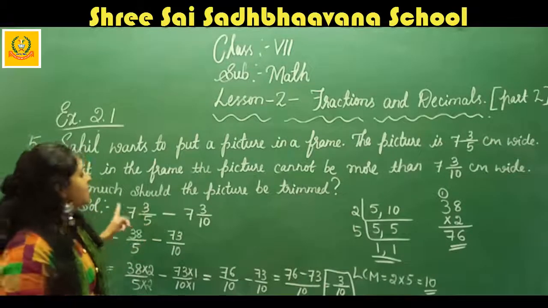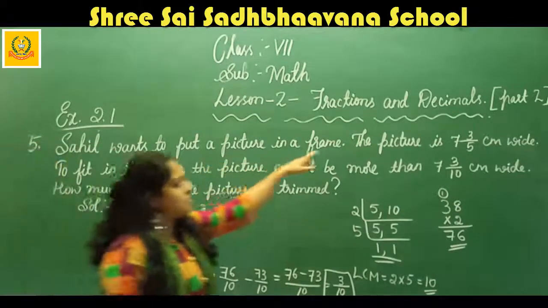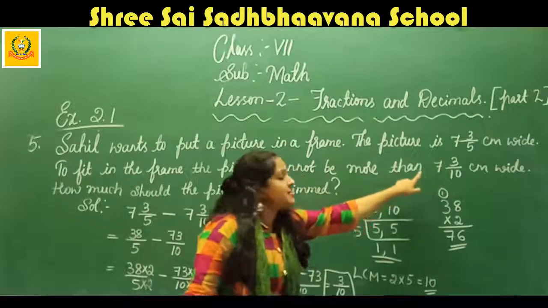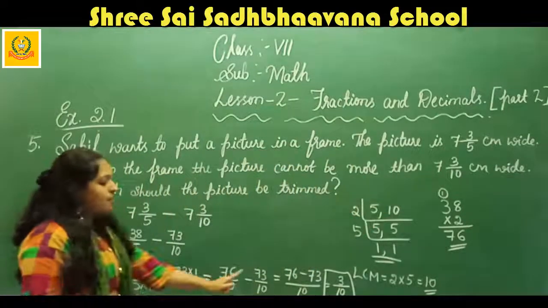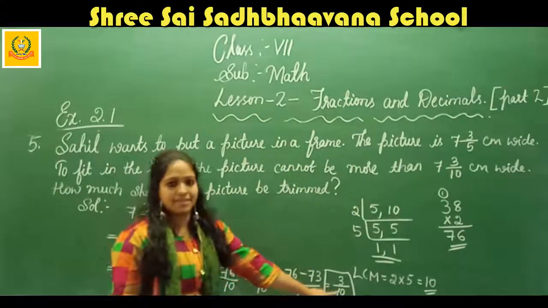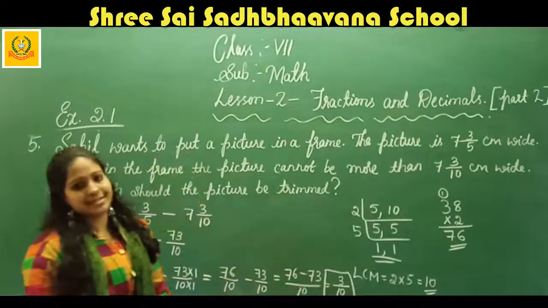Understood children? What I have done? I have subtracted here. From the original side, you can subtract this so that you will get the portion to be trimmed. Understood children? I hope you understood this exercise.